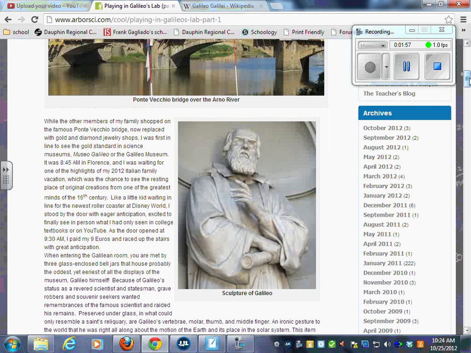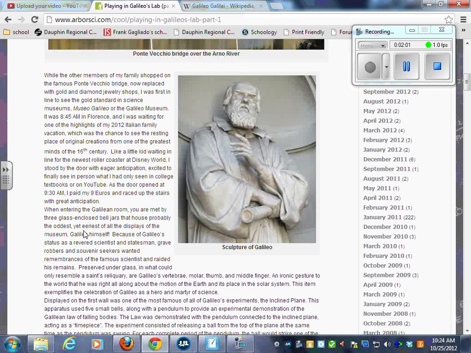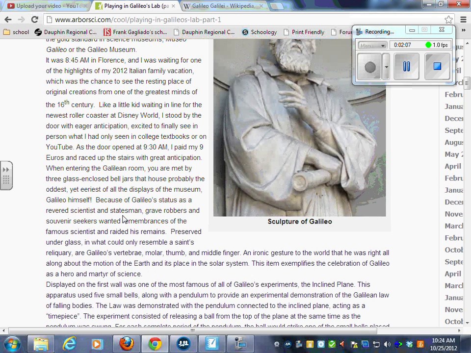There's a sculpture of Galileo. Here it is here, actually. When entering the Galilean room, you are met by... I'll just make this a bit bigger. Whose power is fingers preserved? I don't know. It's a good question. I know it's just his bones, I think. Yeah. Where is it?